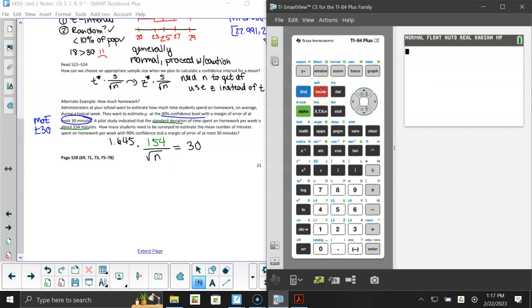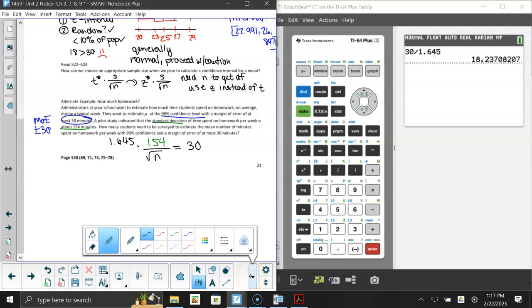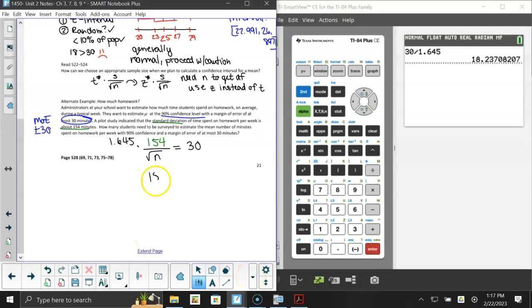So, I've got 30. I can divide that by 1.645. And that leaves me with 154 divided by square root of n equals 18.237. Multiply both sides by square root of n.